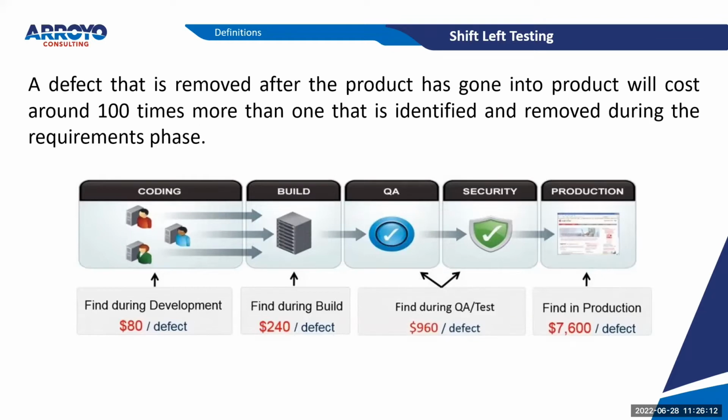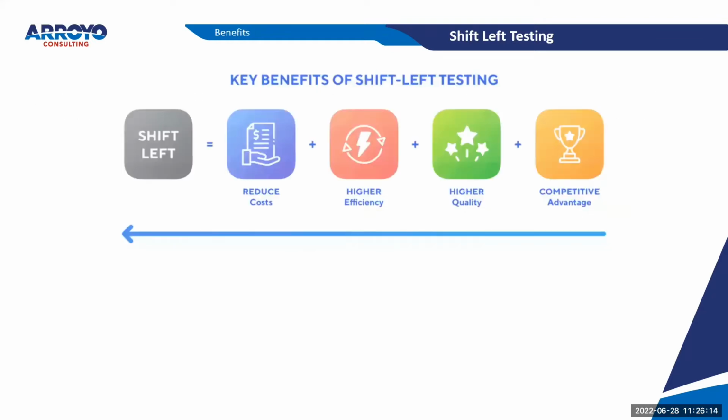What are the benefits in this case for the shift left? The first one is early detection. That means find bugs early, as soon as possible, and don't let that error become a problem in production.